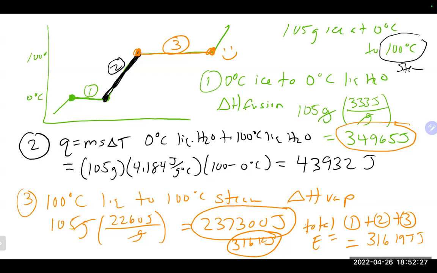Last question would be, if I started with the steam at 100 degrees Celsius and wanted to finish at ice at 0 degrees Celsius, what would change here? Basically the sign would be different, right? The first guy would be negative 333, which would give you a negative number. The second guy would be 0 to 100, which would give you a negative number. The third guy would be negative 2260. You would end up with the exact same number, except that the sign would be negative because it's exothermic going in the opposite direction. Any questions on energy, chapter 7?